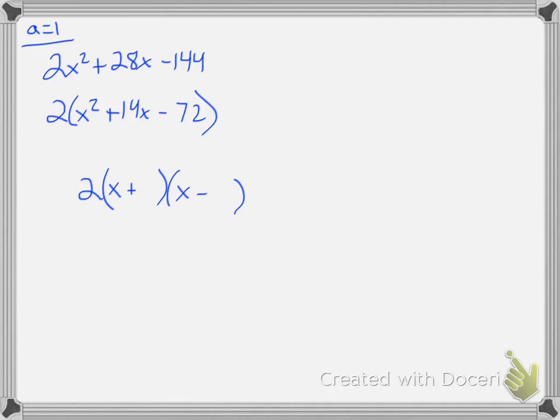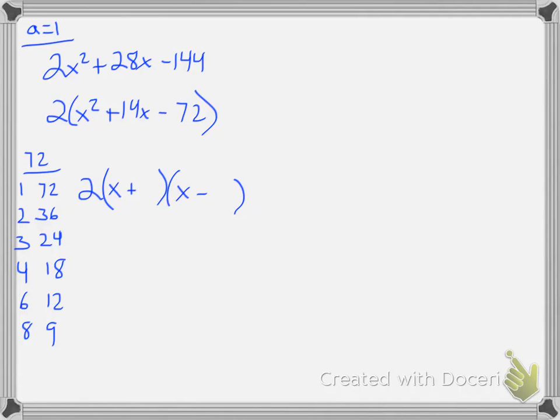This is going to be x and x. I got to figure out what these numbers are. One's positive, one's negative. So I can list out all the factors of 72. I got 1 times 72, 2 times 36, 3 times 24, 4 times 18, 5 doesn't go into it, 6 times 12, 7 doesn't go into it, and 8 times 9. Once you got them right next to each other, you're finished.